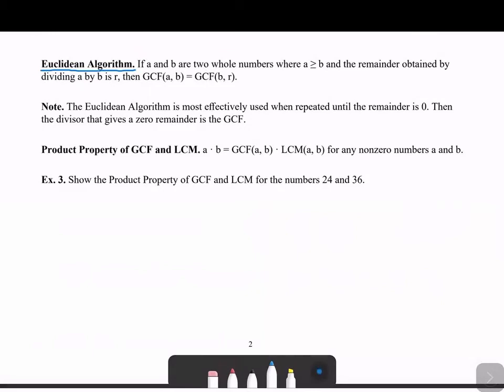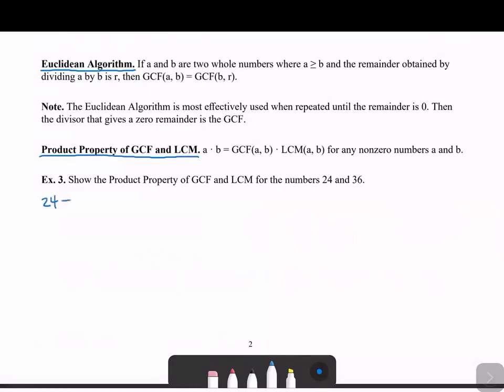The more important thing right now is this product property of the GCF and the LCM, which says that the product of 2 numbers is the product of their LCM and their GCF. So this is kind of a nice little property. It makes everything work out nicely. So we want to show that this holds for 24 and 36.